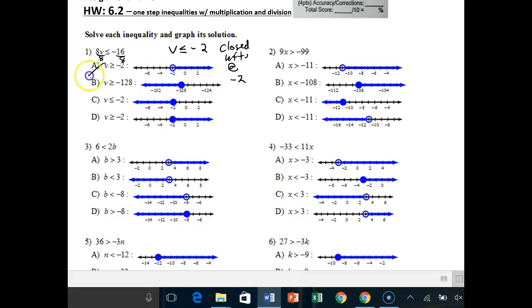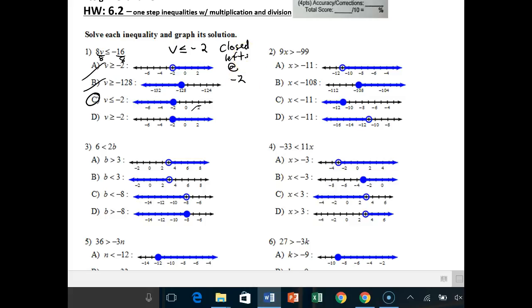So that's open, that's wrong. This is closed at -128, so that's wrong. This is closed at -2 pointed left, so that's right. And this was closed pointed right. There's a lot of stuff to focus on in your brain, but if you can write this stuff down, you should be good to go.